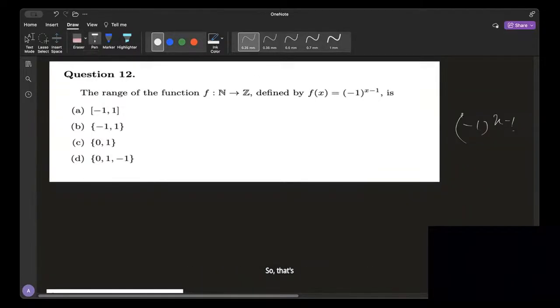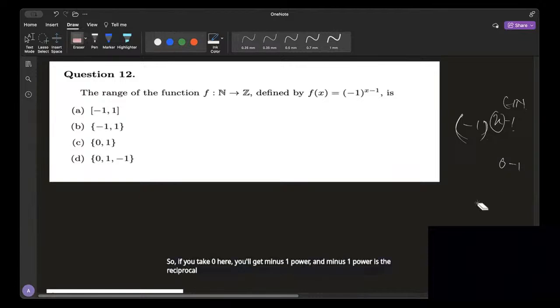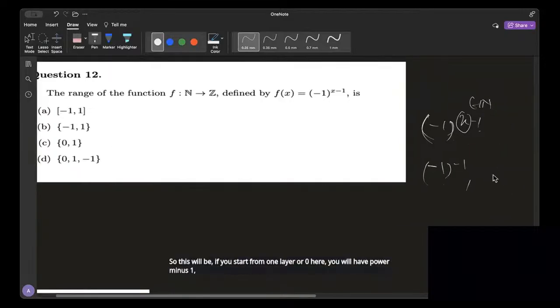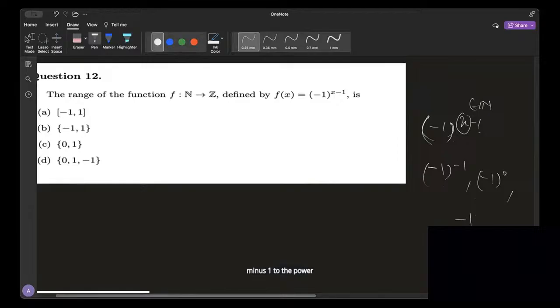Because you have a -1 here, that's why they're giving you that this x has to belong to natural numbers. If your x belongs to natural numbers, and natural numbers includes 0, then if you take 0 here, you'll get -1 power, and -1 power is the reciprocal. Okay, that's fine. So if you start from 0, you'll have -1 to the power 0, then -1 to the power 1, then -1 to the power 2, which is basically just -1, 1, -1, 1.